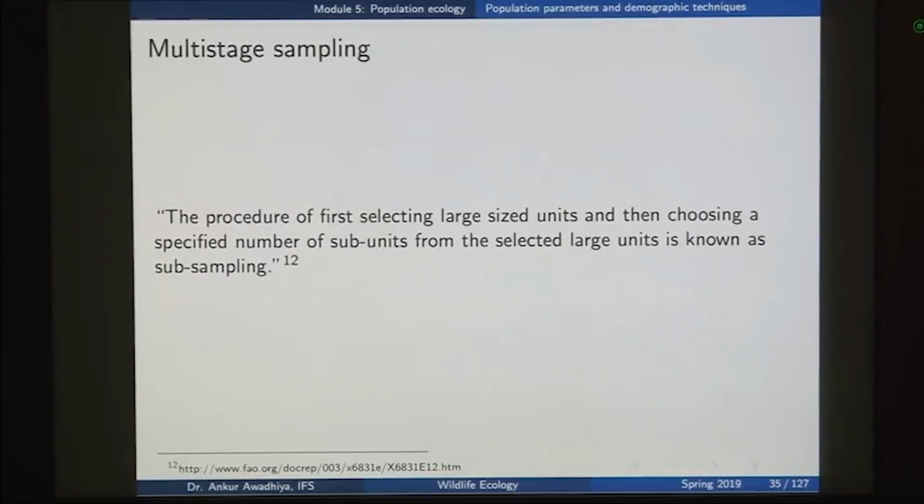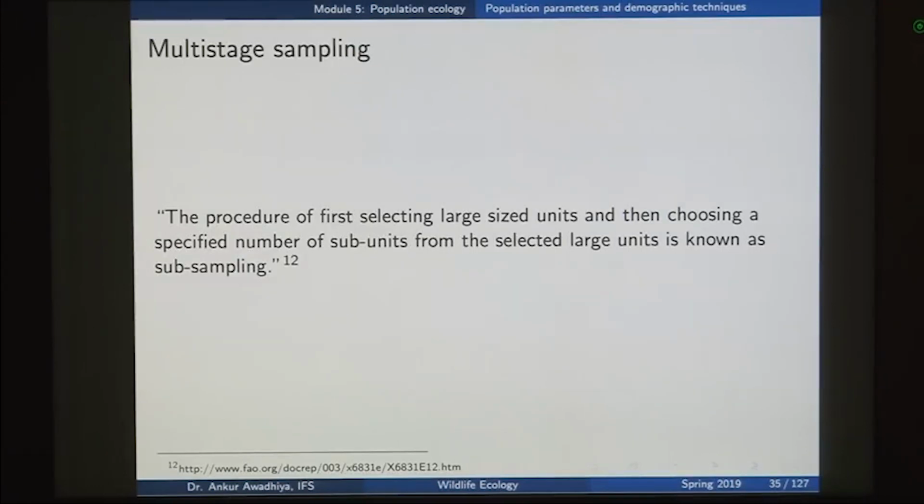Now, multi-stage sampling is the procedure of first selecting large size units and then choosing a specified number of subunits from the selected large units, which is known as subsampling. So for instance, if you wanted to know the population of cheetal in your area, you could say that the first level of sampling is states. You put all the states of India in a list, 1, 2, 3, 4, 5, 6 and so on, and then you select say 5 states randomly.